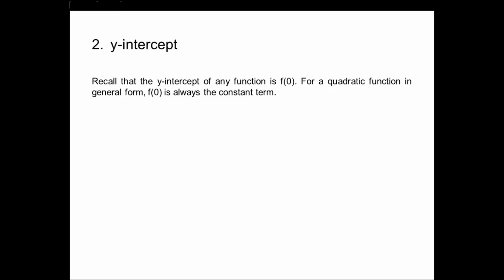The y-intercept. Remember, for any function, you evaluate f of 0. So for a quadratic function in general form, f of 0 is the constant, because you're going to have a times 0 squared plus b times 0 plus c. So it's the constant term in general form. If you have standard form, you actually have to do a little bit of work to find the y-intercept.